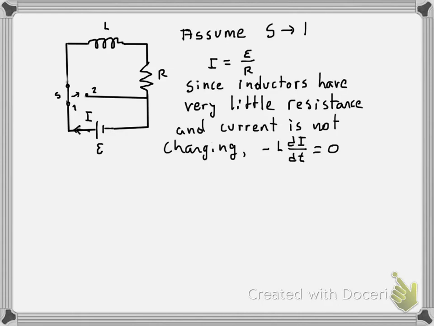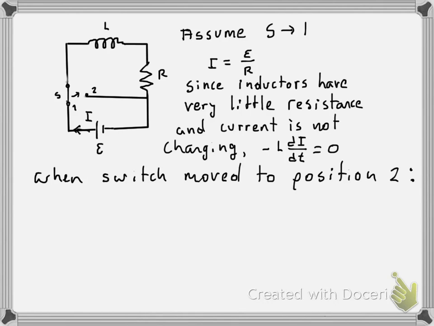At this time, when the switch has been closed for a while, there is no potential drop across the inductor, because there is no change in current. The current has been flowing for a while, so it is not changing anymore. So the current flowing in the circuit is going to be the EMF of the battery divided by R. The inductor does not have a difference in potential. We assume that they are made with ideal wires, and ideal wires don't have resistance. So that's the situation when the switch is in position 1.